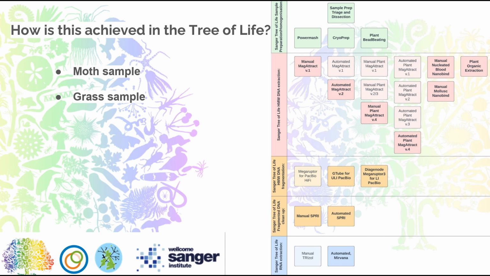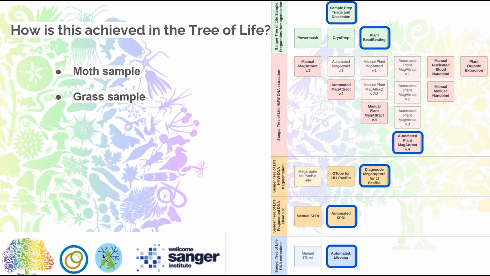For a grass sample, we would go for bead beating, the automated plant Magattract, because we find grasses are actually quite easy to work with these days. And again, the yield is normally sufficient for an HiFi library prep.